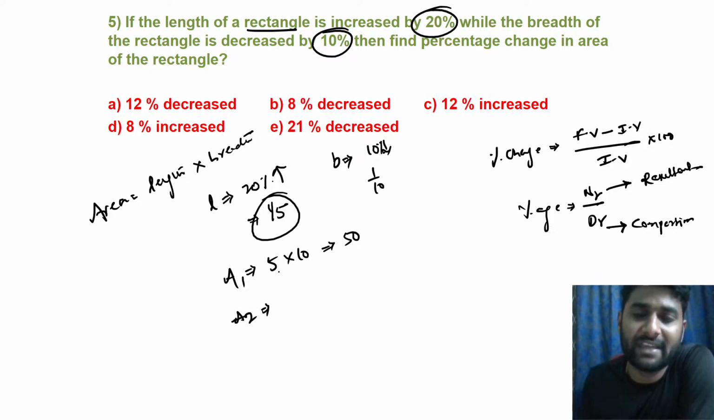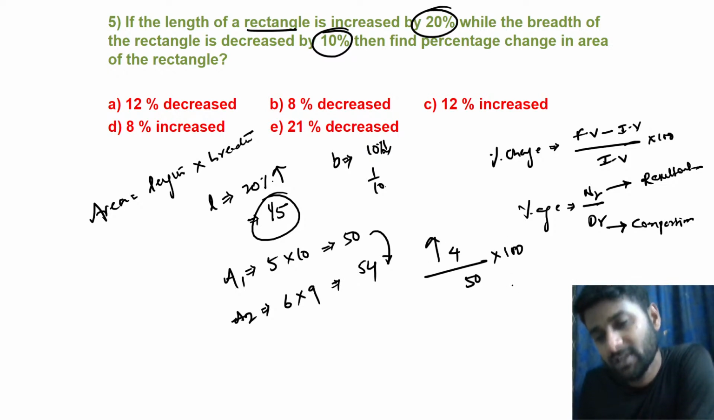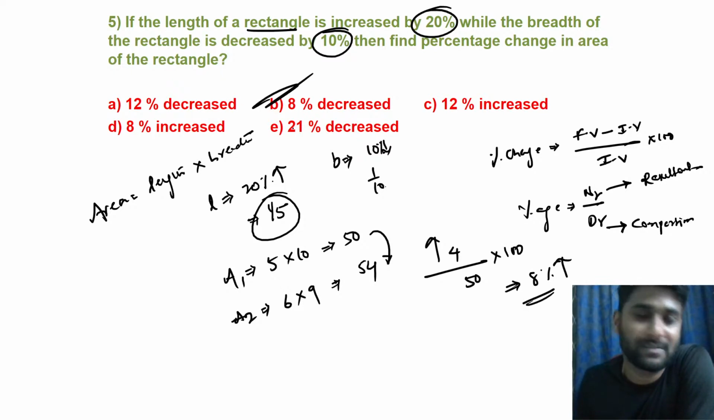Now what about area 2? Area 2 means we are increasing by 1 unit. Why? Because for the denominator there are 5 units, so it increases by 1 unit. Now the length is increased to 6. But as per the information, breadth is decreased by 1 unit. Initially 10 units, now it decreases by 1 unit, which means 9. So the value becomes 54. So definitely 50 becomes 54. We are increasing 4 units from 50 units. That's why the total area percentage increases by 8%.